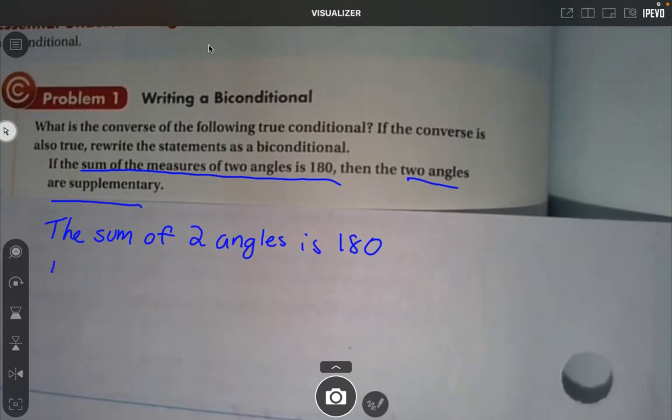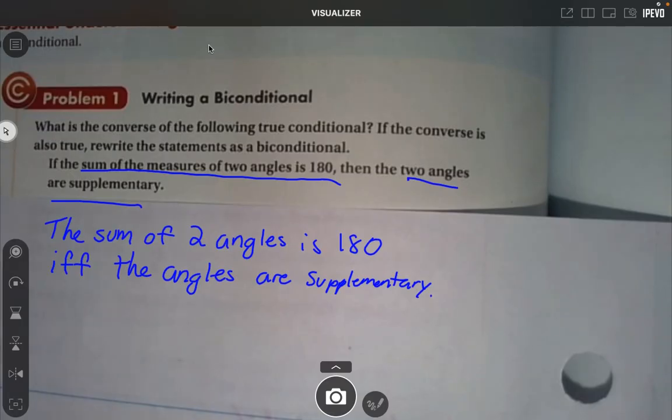This is what we did in college when I had this class. That means if and only if. It's way less words to write. If and only if the angles are supplementary. See how I combine the two statements? The angles are supplementary. So that is a biconditional. If my conditional statement is true, and if I flip it around and that converse is true, then I can write it as a biconditional, an if and only if.